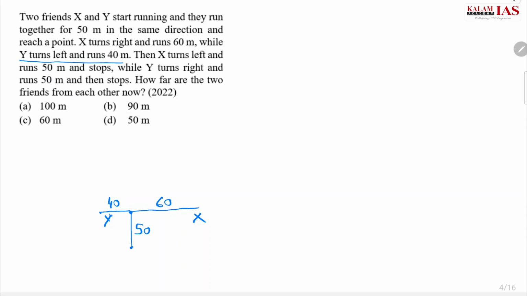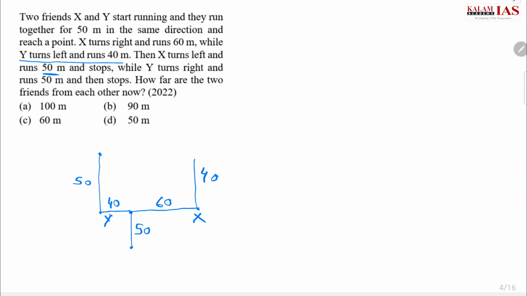Then X turns left and runs 50 meters and stops. If X is standing here, his left will be this position, while Y turns right. Now for Y, the right is again this position, and he runs 50 meters and then stops.